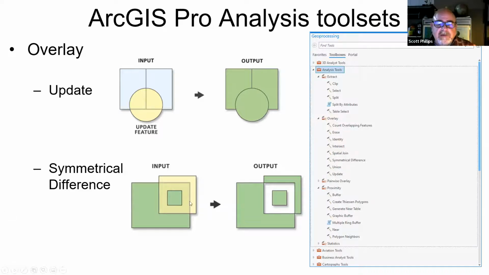Symmetrical Difference, where you take two data sets and you erase the areas of overlap between them. So here, this area that's overlapped goes away.